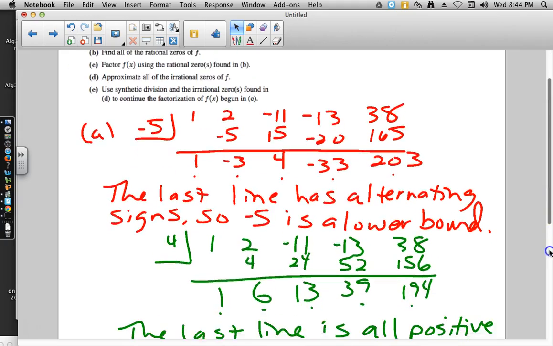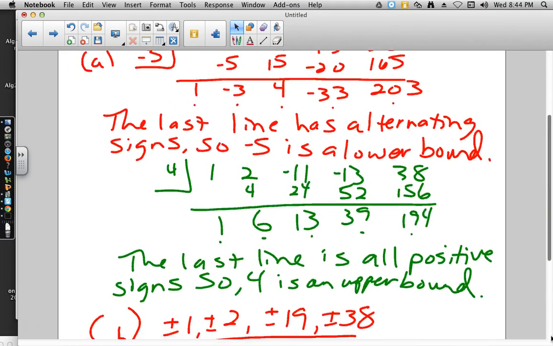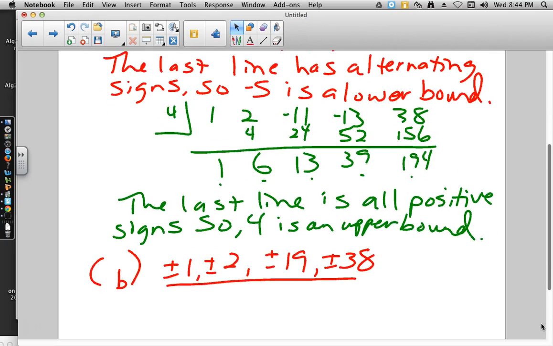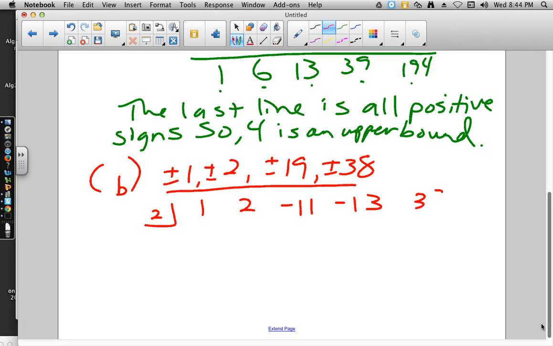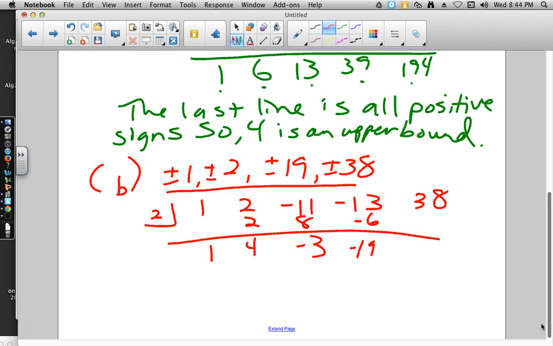So what I would want to do is check out the 2, but check it out not just once synthetically, but twice synthetically, and see whether or not it works. So checking out that 2, going back to the coefficients of 1, 2, negative 11, negative 13, and 38. Bring down the 1, multiply, add, multiply, add, multiply, add, multiply, and add. So pretty obviously 2 is a 0.